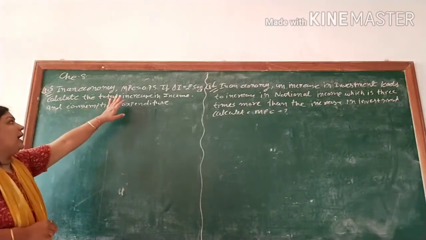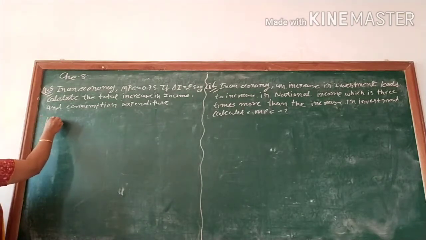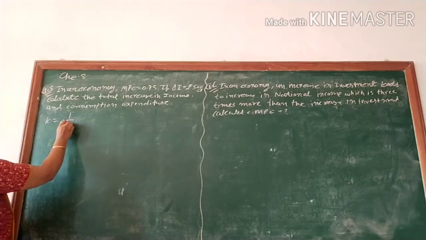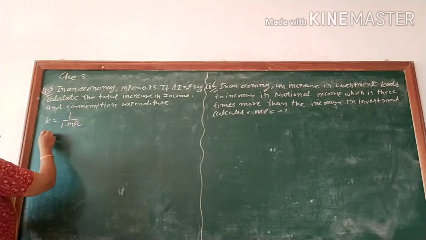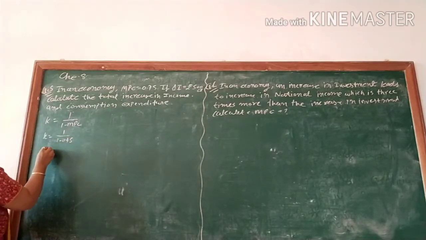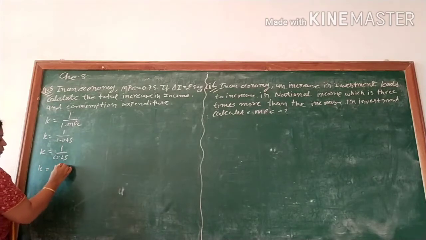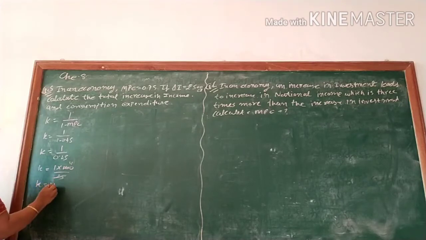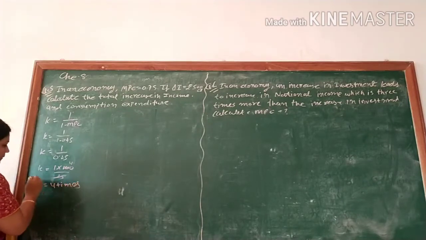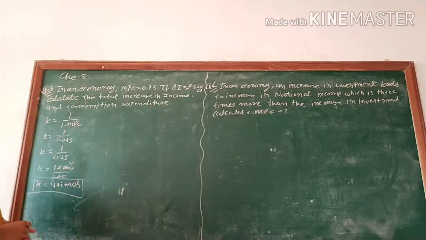In an economy, MPC equal to 0.75. First you find out the K. K equal to 1 upon 1 minus MPC. So K equal to 1 upon 1 minus 0.75, K equal to 1 upon 0.25. So K equal to 1 into 100 upon 25. 25 fours are 100. So K equal to 4 times. Clear? This is your case. Now, if delta I equal to 500 crore, calculate the total increase in income.